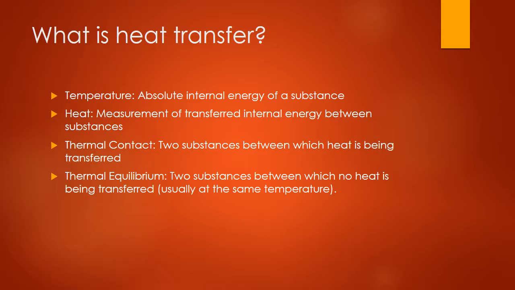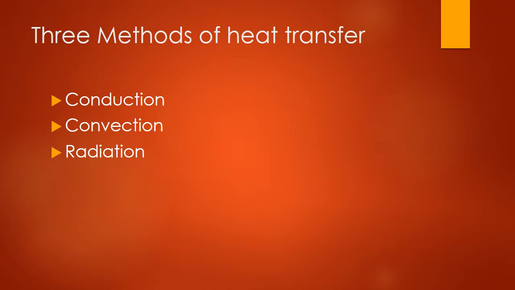Two substances are in thermal contact if there is heat being transferred between them at the time, and they are in thermal equilibrium if they're at the same temperature, meaning that no heat is being transferred. There are three major methods of heat transfer, and those are conduction, convection, and radiation. And in this presentation, I'm going to define each one, give some examples, and maybe some formulas that are related to each type of heat transfer.